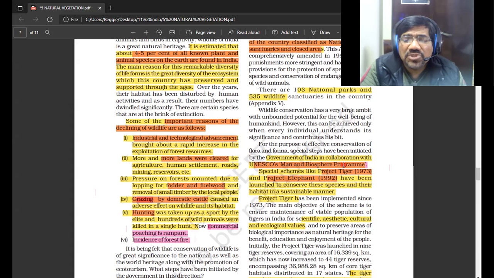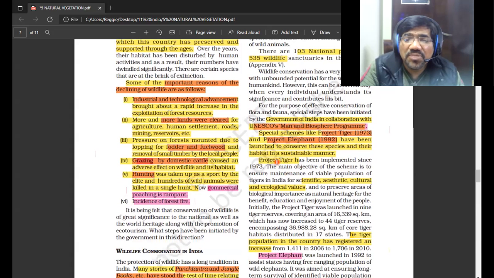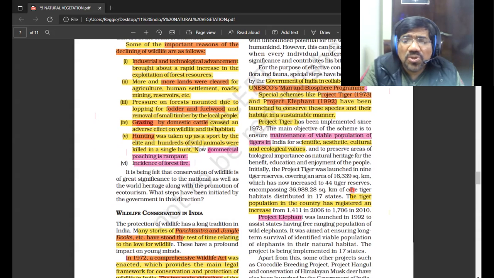And so there are some special programs which we have launched, like the Project Tiger and Project Elephant. Now, Project Tiger, if you see, the main objective is to maintain a viable population of tigers. So that's the main objective, right? So that the tigers may not come to an end. And this was launched, and we can see the number of tiger population has increased.